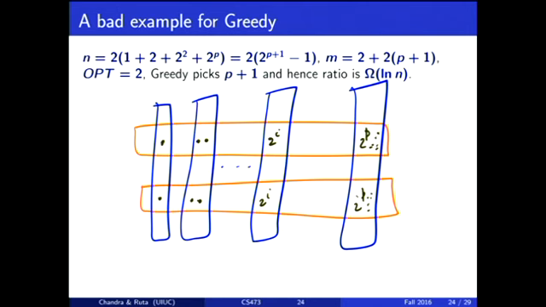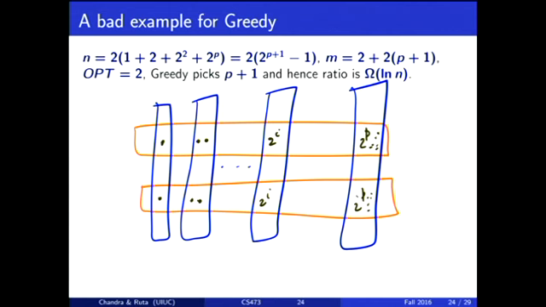One point here, 1 point here. 2 points here, 2 points here. 2 to the i points here, 2 to the i points here. 2 to the p points here, 2 to the p points here. Okay? What is the optimal solution here? The two orange bars, right?